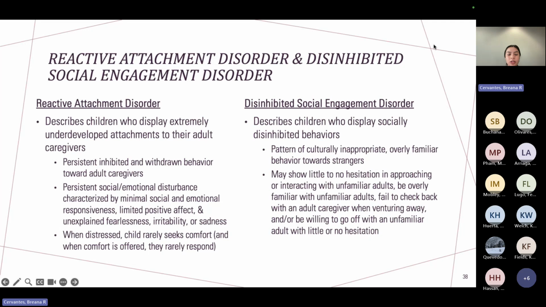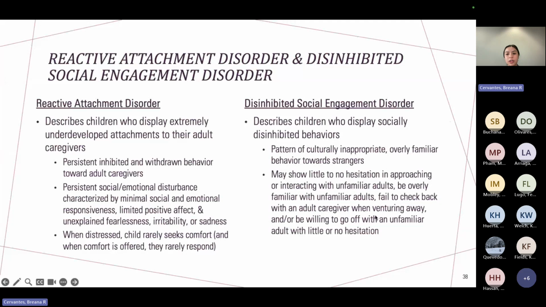This is to describe kids who display extremely underdeveloped attachment to their adult caregivers. So they might be really withdrawn from their caregiver. They might be socially and emotionally unresponsive. When they're distressed, they don't seek comfort from the caregiver. It's oftentimes when you hear foster parents or adoptive parents talk about how there's just no connection here. And again, they're little. It often has something to do with reactive attachment disorder. Think that level of extreme.